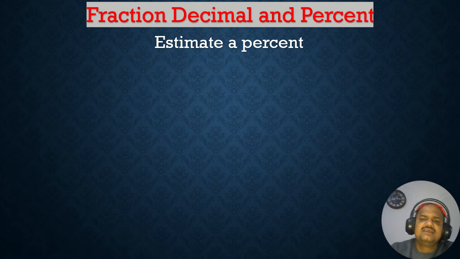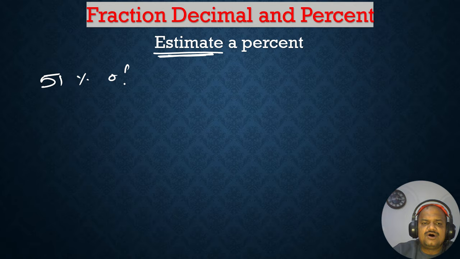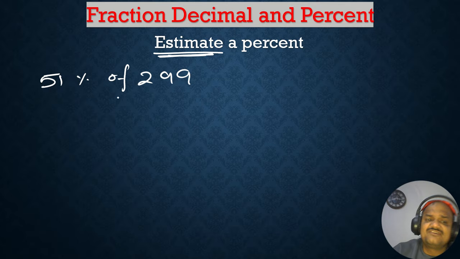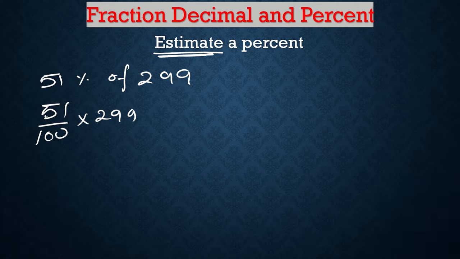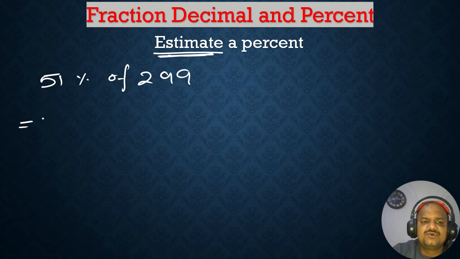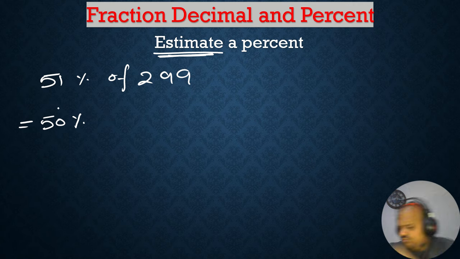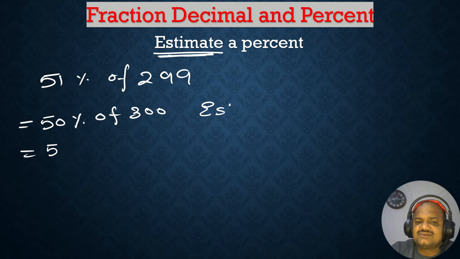Now estimation. When you estimate means approximate. Okay, very close to the correct answer. For example, if I say 51% of 299. Now, basically, if you consider 51%, so you will write 51 by 100 of means times 299. Now if you multiply them and divide by 100, it will waste your time. Okay. So instead what you can do here, you can write estimation will give you 51 is very close to 50%. Sorry, 50% of 299 is very close to 300. But this is the estimate. Okay, this is not the exact value.